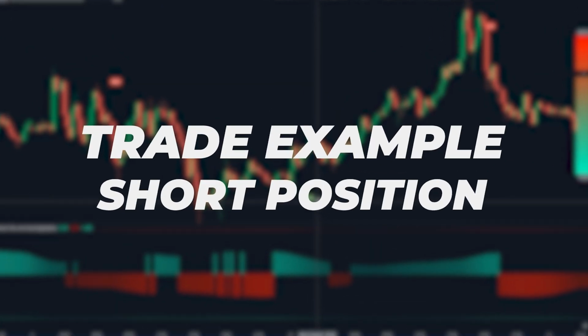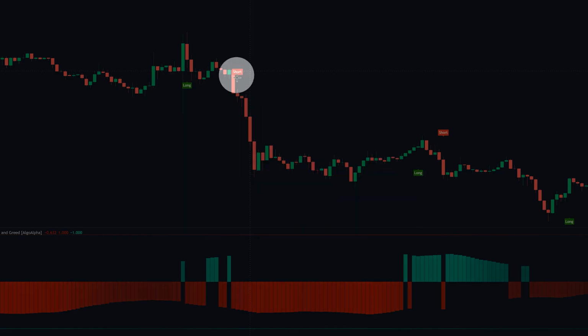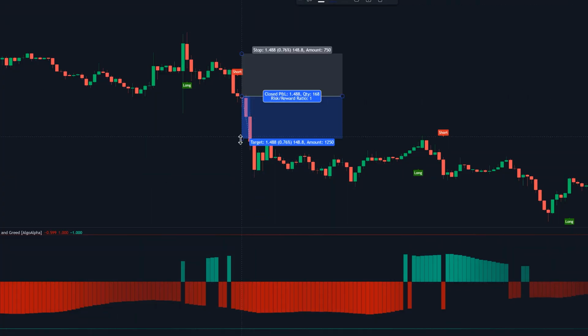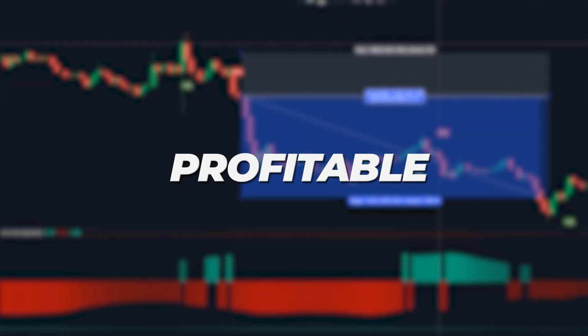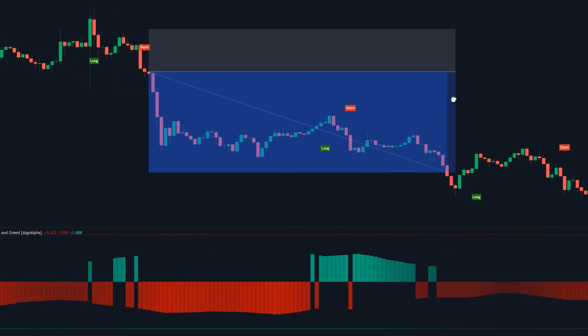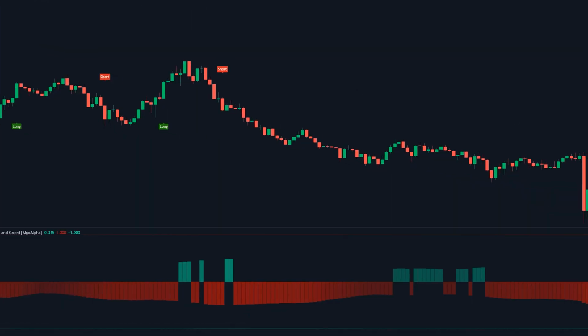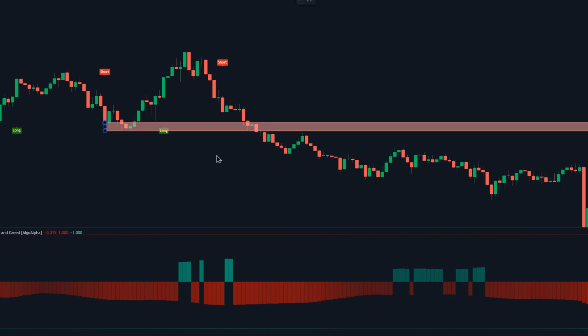Now, for a short position, you want to look for a short signal in an area where the sentiment histogram is red, indicating a bearish sentiment. Once this happens, you take a short position. Now, this approach of trading can be profitable even on its own, but you can enhance it even further by incorporating some price action concepts such as breaks and retests to achieve greater profitability.